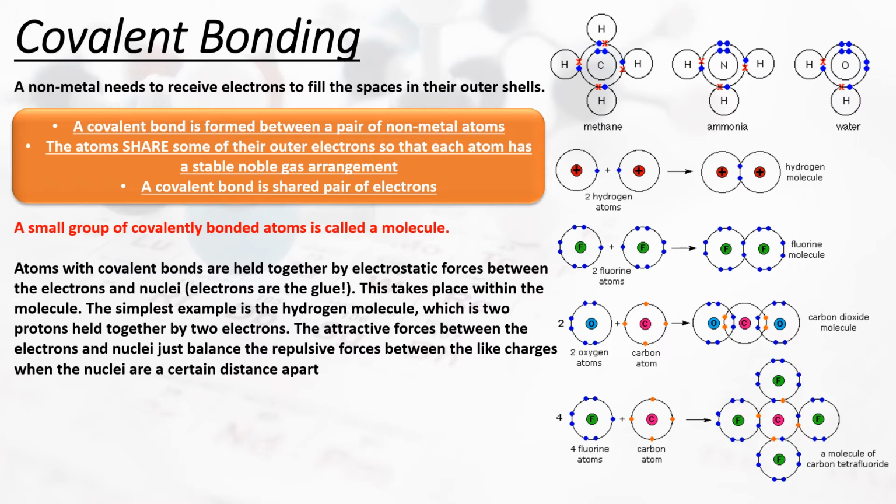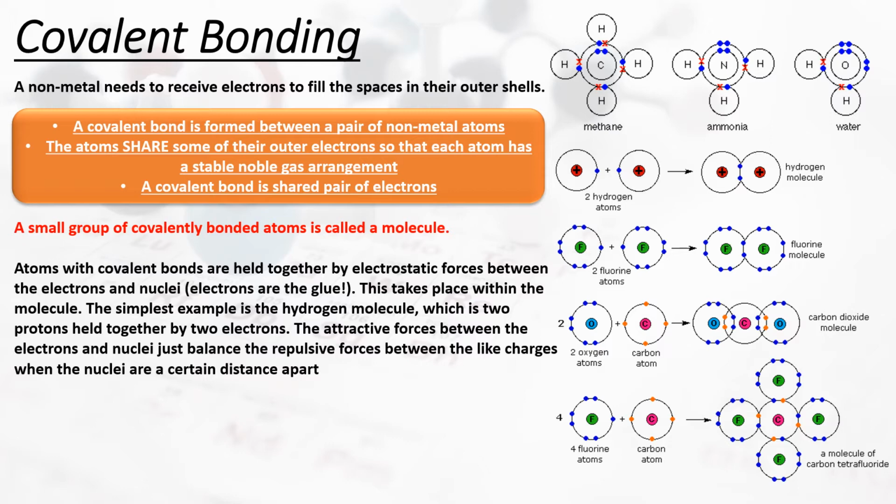Ammonia, also similar. Our central nitrogen here has 5 electrons. It's in group 5. Again, too many to lose. And in this case, we're going to form the 8 electron noble gas stable configuration by sharing 3 of these with hydrogen atoms. And so by sharing with the 3 hydrogen atoms, the nitrogen now has 8 electrons. It has the 6 that are in these covalent bonds and 2 as a lone pair. And each hydrogen atom has 2 electrons.